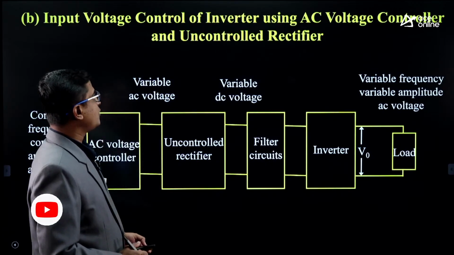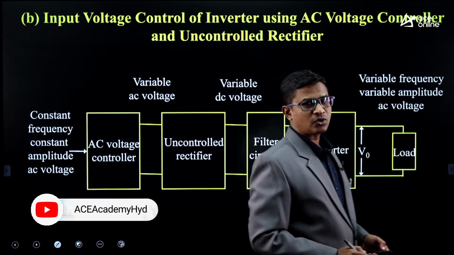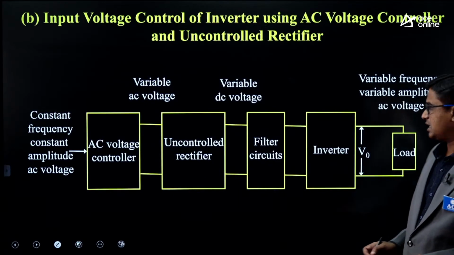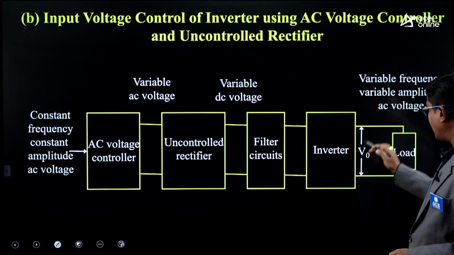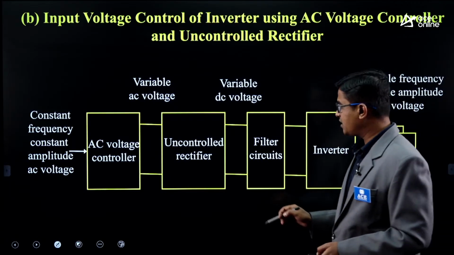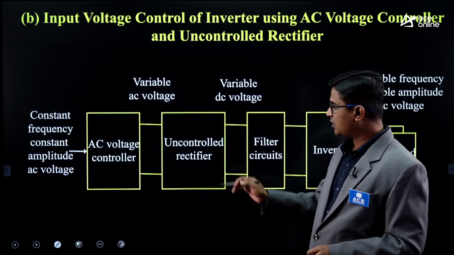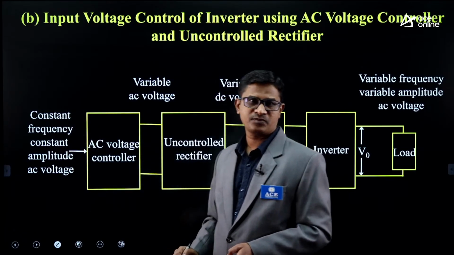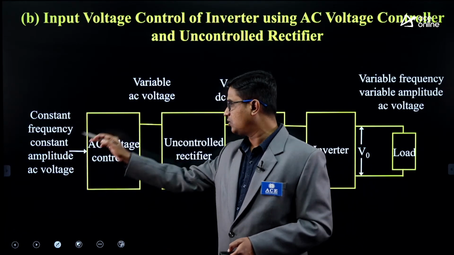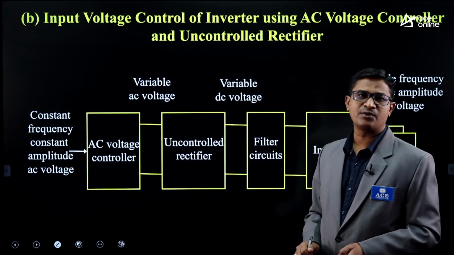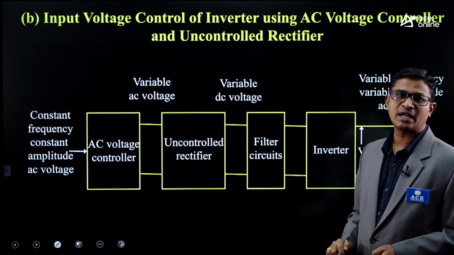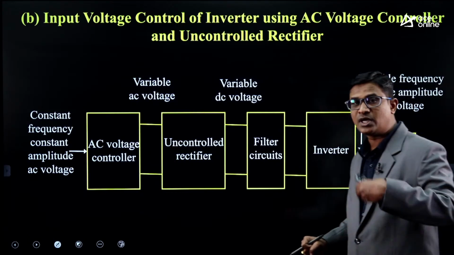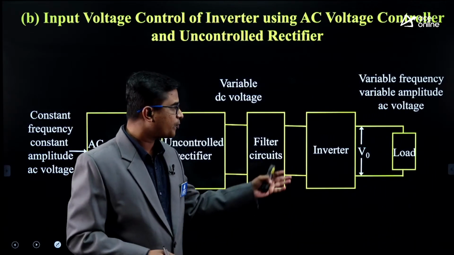Next, input voltage control of inverter using AC voltage controller and uncontrolled rectifier. So one way we discussed is with the help of the DC to DC converter. The second possible way is, yes, this is your inverter circuitry. At this side we are having the load, and to the inverter we are giving the output of the uncontrolled rectifier. The uncontrolled rectifier is connected to the output of the AC voltage controller. So here the input is a fixed AC. Your AC voltage controller will convert that fixed AC to variable AC. The uncontrolled rectifier will convert that variable AC to variable DC, and that variable DC is given as an input to the inverter circuitry. So here again I am changing the input DC voltage to the inverter. So definitely the output voltage of the inverter will change.